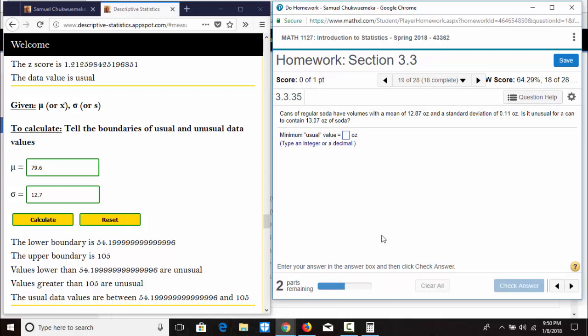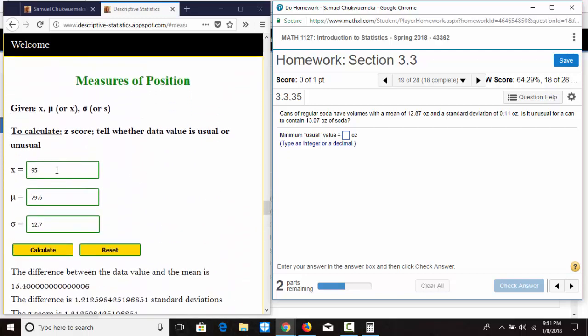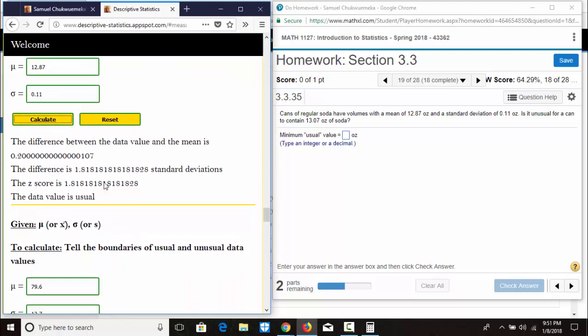Question 19. Cans of regular soda have volumes with a mean of 12.87 ounce and a standard deviation of 0.11 ounce. Is it unusual for a can to contain 13.07 ounce of soda? Okay, so we go to here. X here will be 13.07. The mean is 12.87. Standard deviation is 0.11. Calculate.